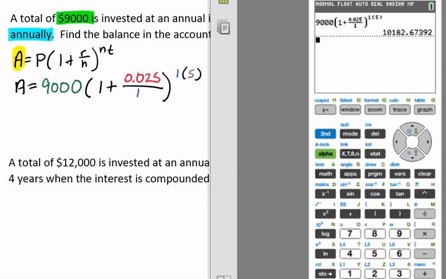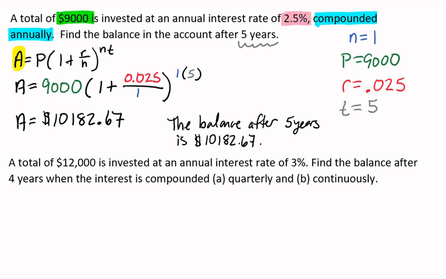$10,182.67. So let's go ahead and write that down. And so we're able to say that the balance after 5 years is going to be $10,182.67. Let's look at our next example. Here it says a total of $12,000 is invested at an annual interest rate of 3%. Find the balance after 4 years when the interest is compounded quarterly and continuously.